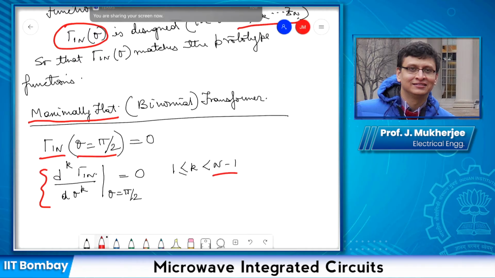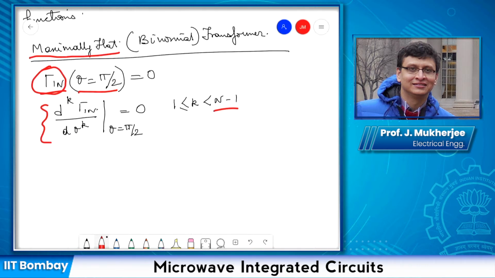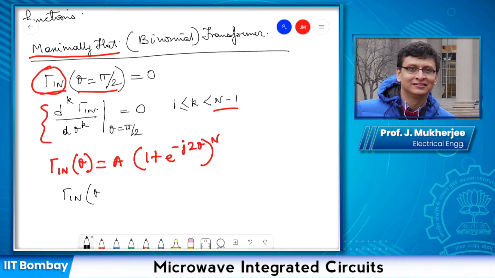So now the question is, what is the exact algebraic expression of this gamma in? The exact algebraic expression for this gamma in for an nth order maximally flat binomial transformer is given by this expression. Now as you can see, for this transformer at theta equal to pi by 2, this value becomes 0, and so gamma in becomes equal to 0.